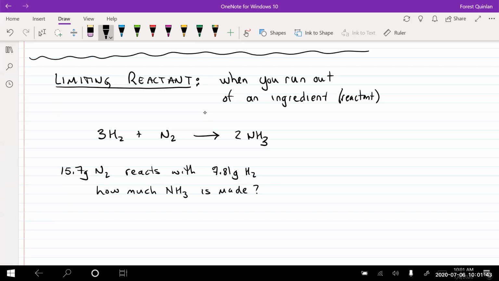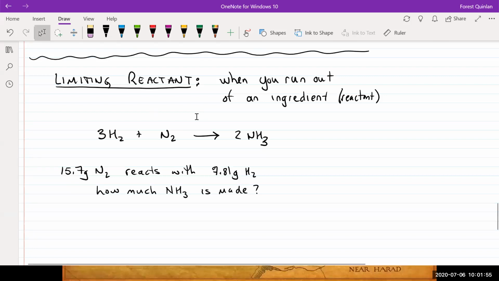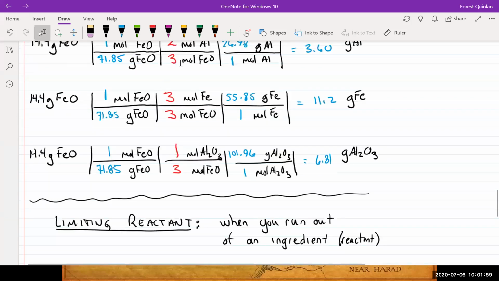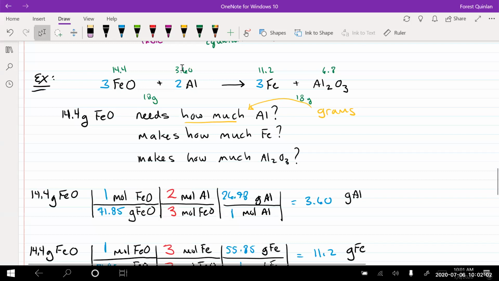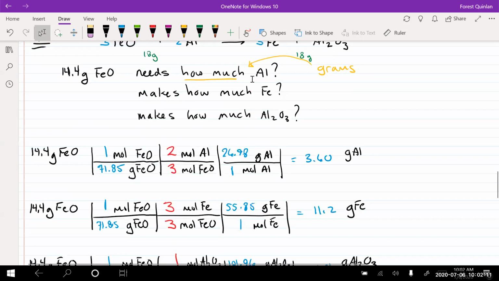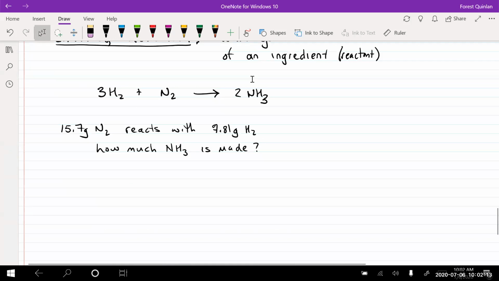You will recognize a limiting reactant problem because you'll be given multiple ingredients. In the one above, in the FEO, we were not given multiple ingredients. We were given 1 ingredient and asked to calculate just how much aluminum I would have to add, and then how much of each I expect to find on the back end. Just to remind ourselves, when I ask you the how much, this means I'm looking for grams.